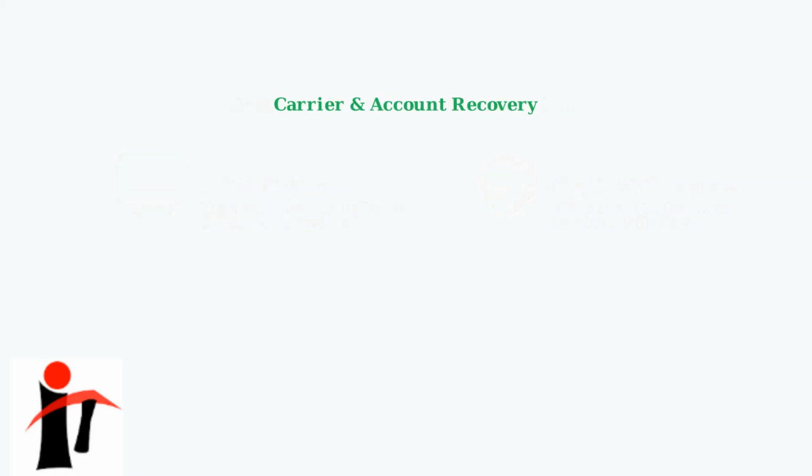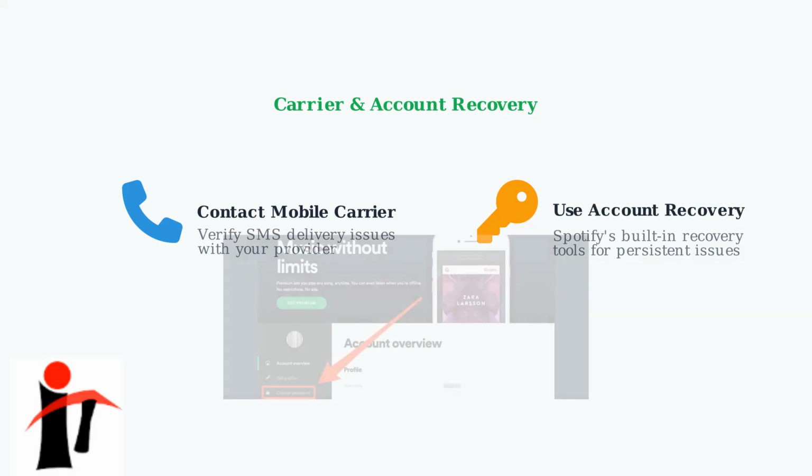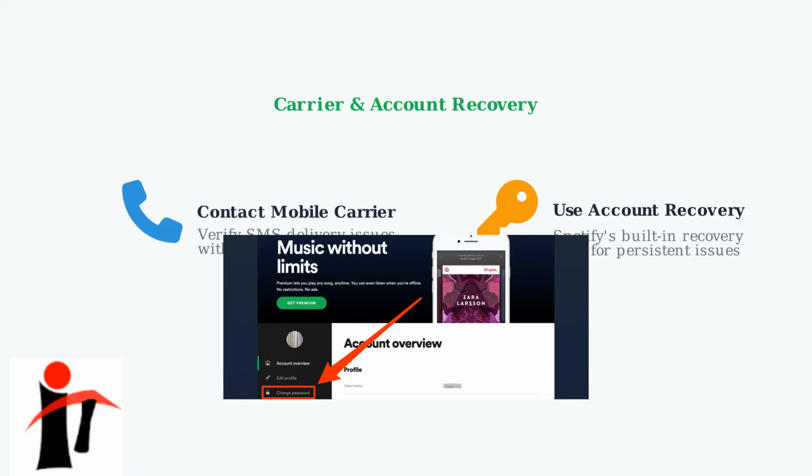Sometimes the issue lies with your mobile carrier's SMS delivery system, or you may need to use Spotify's built-in account recovery tools. Contact your mobile carrier to ensure there are no SMS delivery blocks or issues with your number. As a last resort, use Spotify's account recovery tools, which provide alternative verification methods for persistent problems. Spotify's account settings page provides access to password changes and account recovery options when standard verification methods fail.